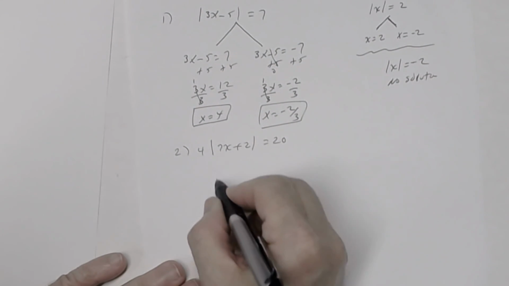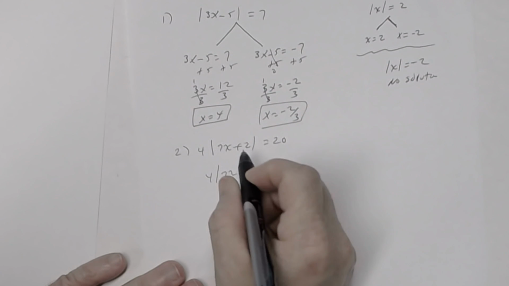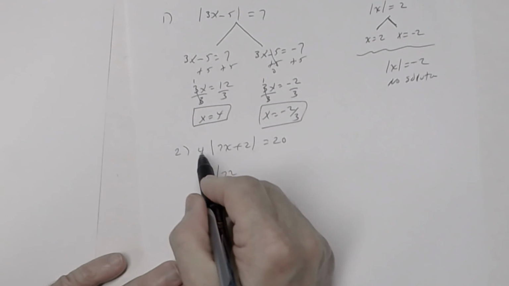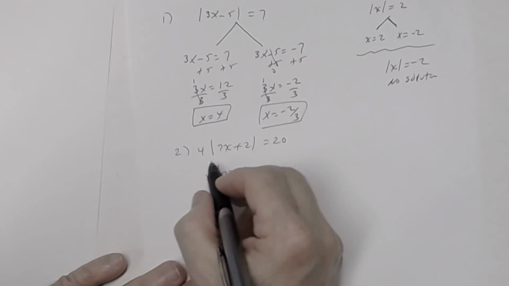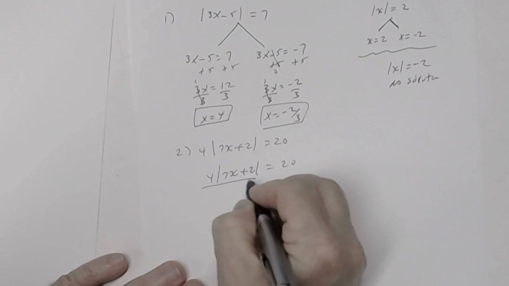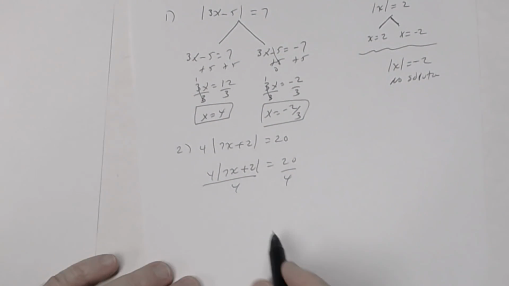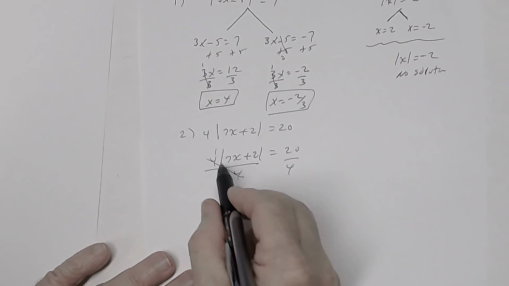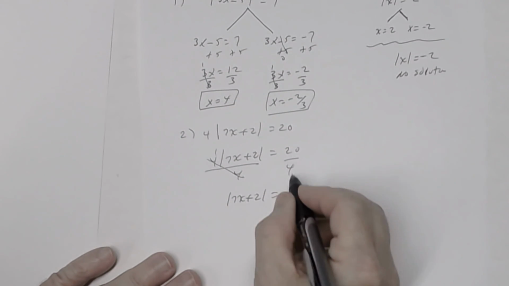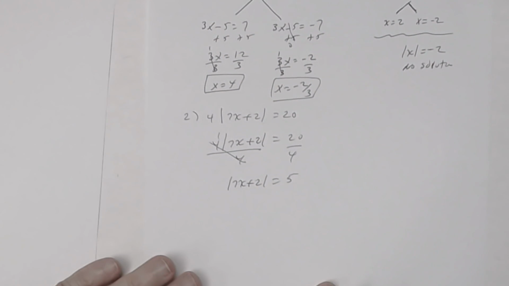So what you're going to do first is remember, you want to get that absolute value expression by itself. Right now, you're multiplying it by 4, so you want to divide both sides by 4. So the opposite of multiplication is division. So you're going to divide both sides by 4. So the 4's divide out, and you get the absolute value of 7x plus 2 is equal to 20 divided by 4 is 5. Okay?